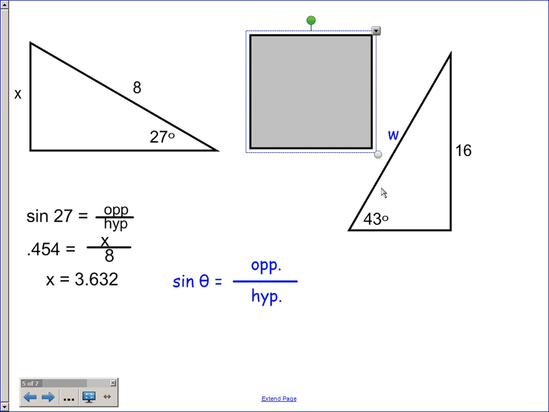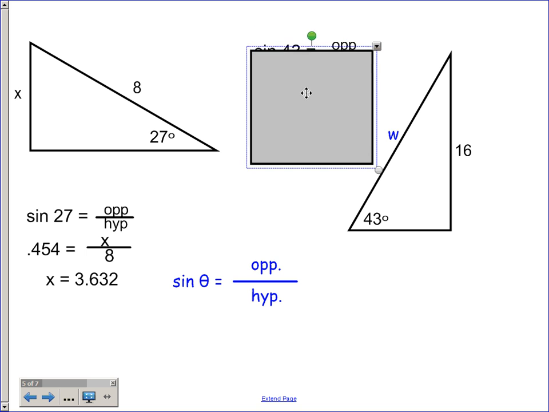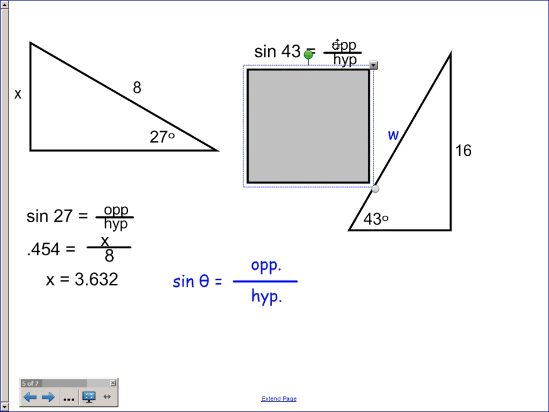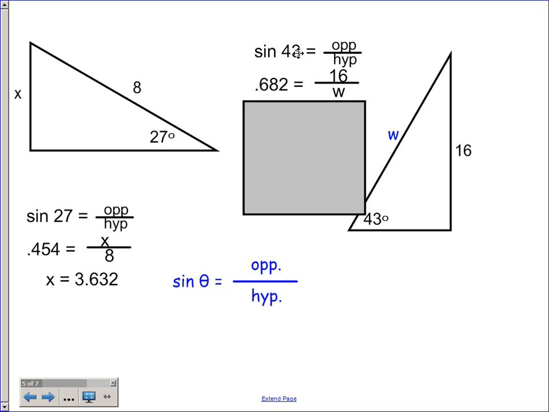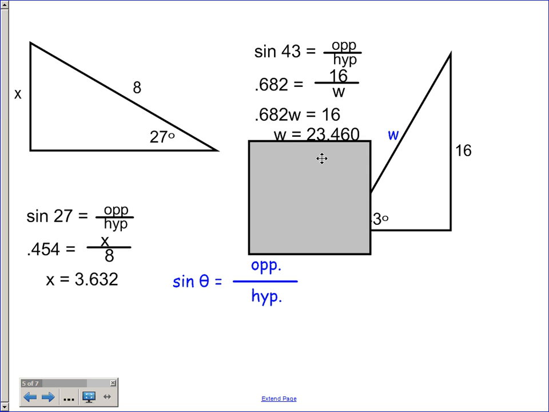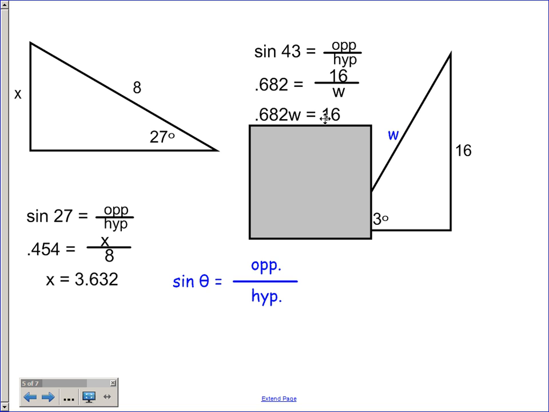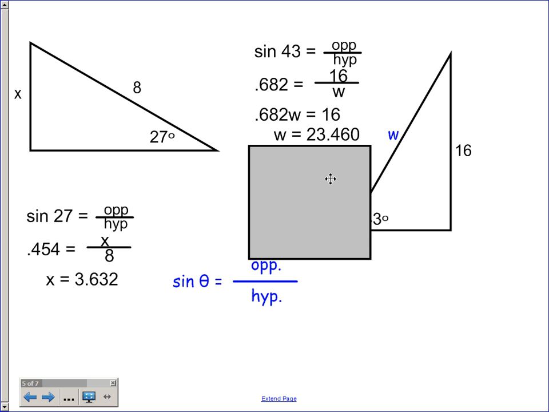And then over on this triangle, I have the opposite labeled as 16, the hypotenuse labeled as W, and so I'm going to use my sine. Sine of the angle 43 is equal to opposite over hypotenuse. The sine of 43 is 0.682. The opposite is 16. The hypotenuse is W. Multiply both sides by W to solve this function, and I get 0.682W equals 16. And then divide both sides by 0.682, and I get that W is 23.460.